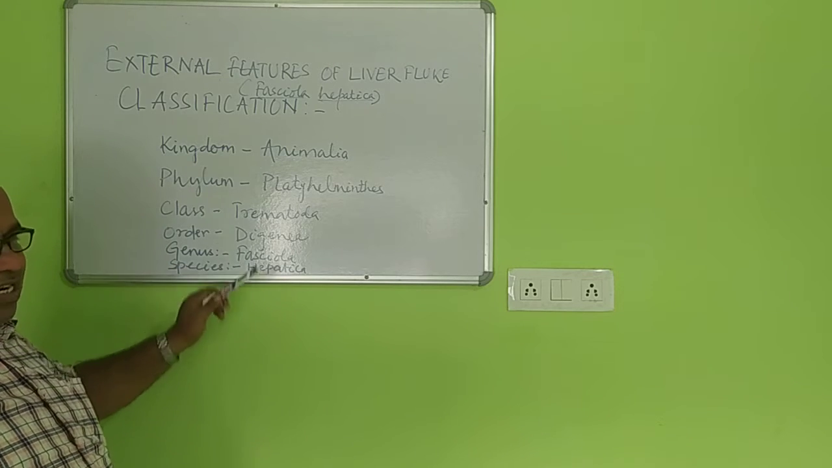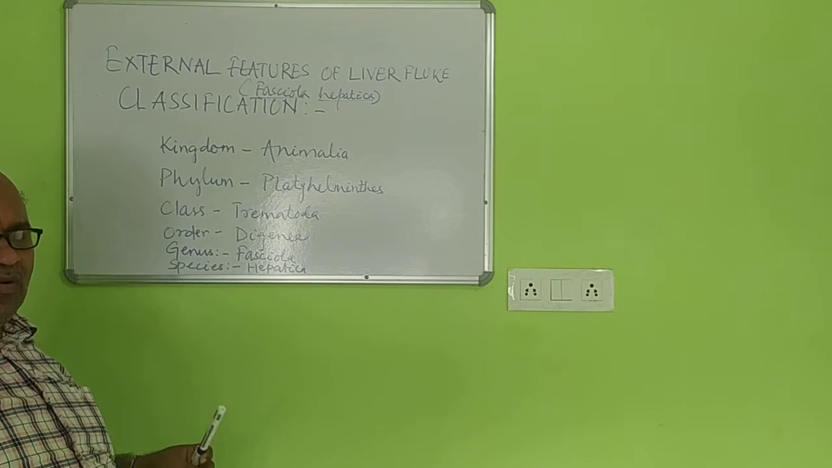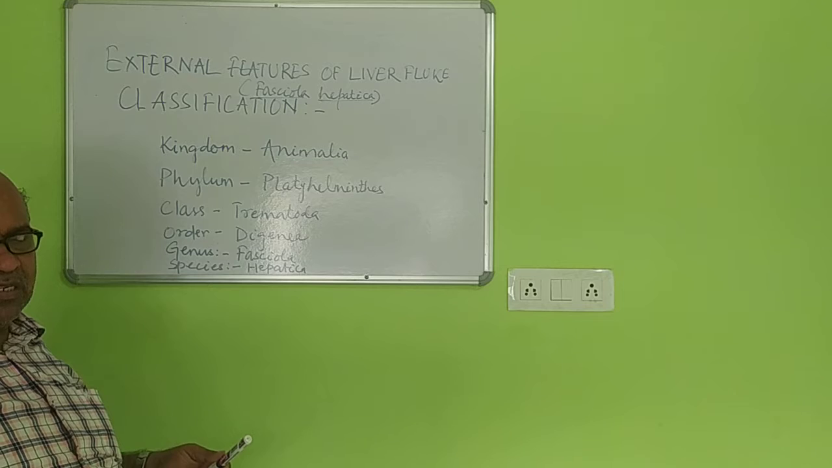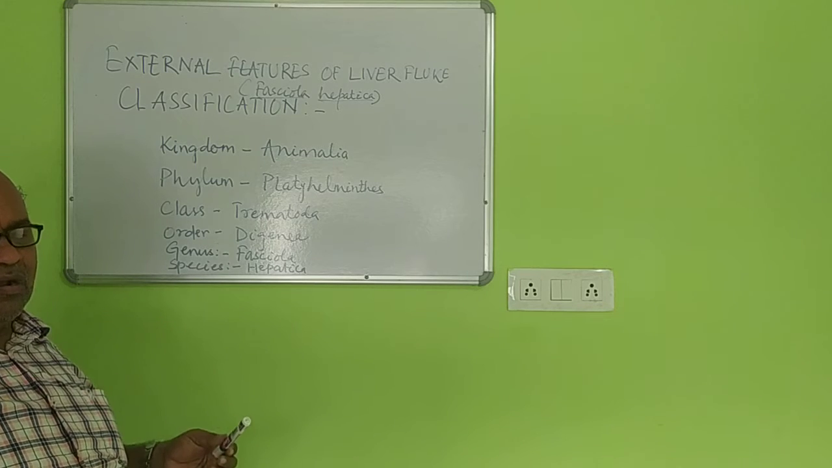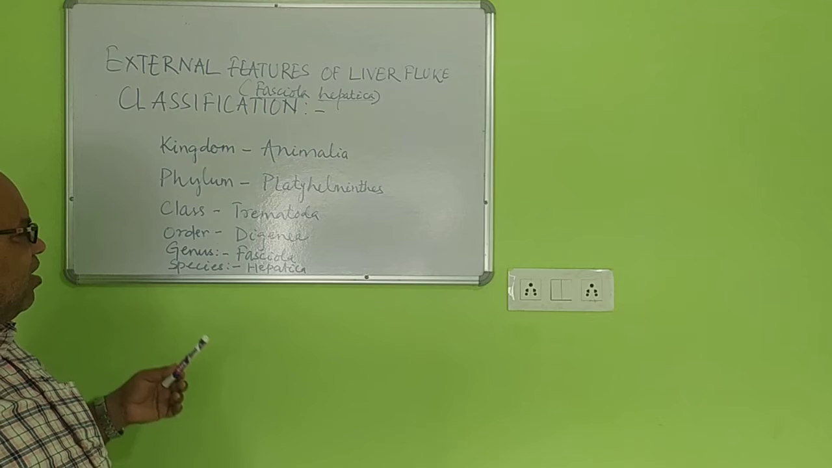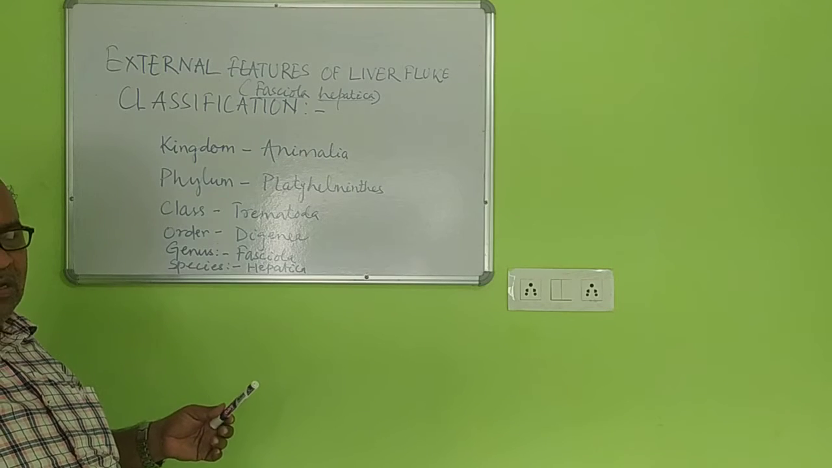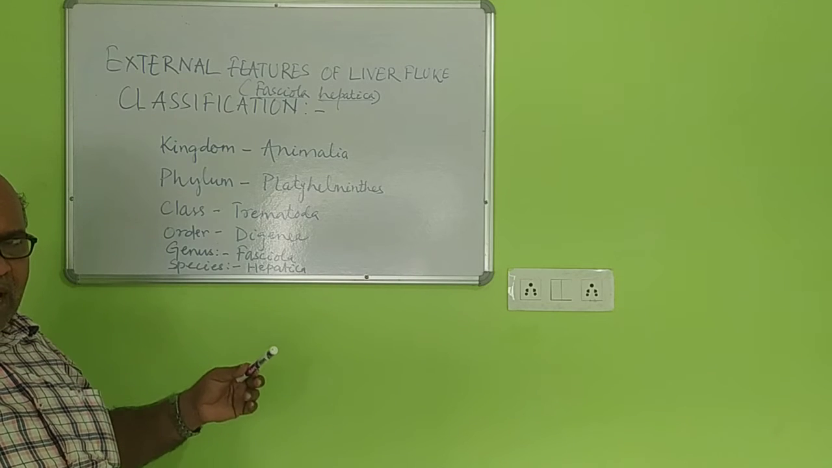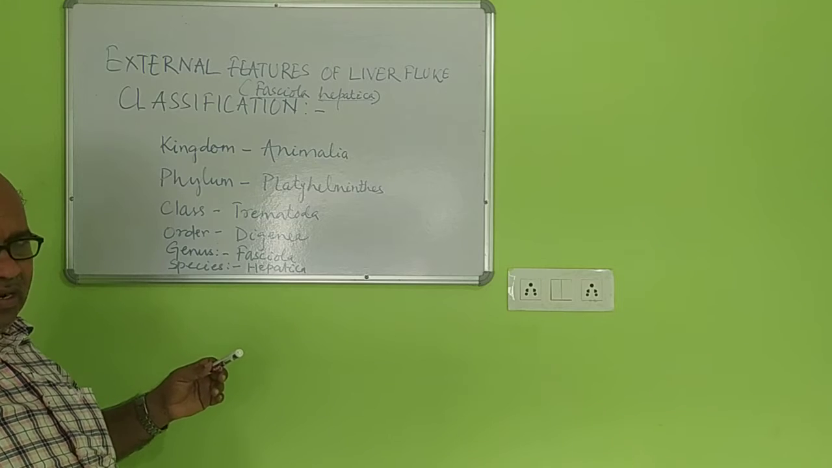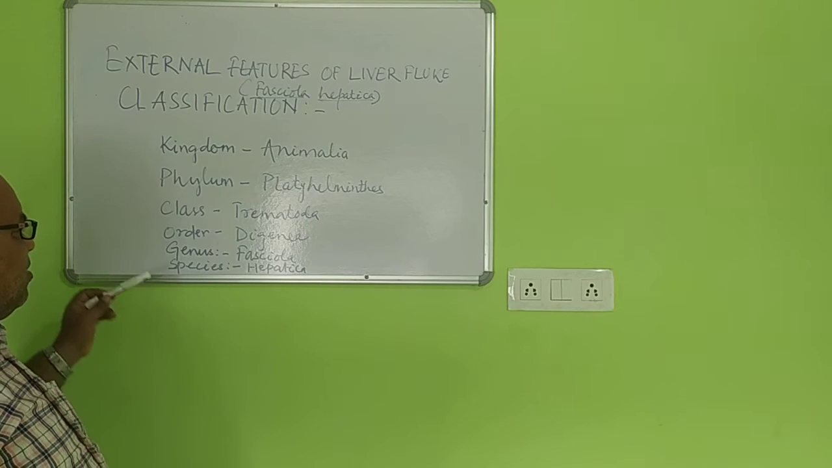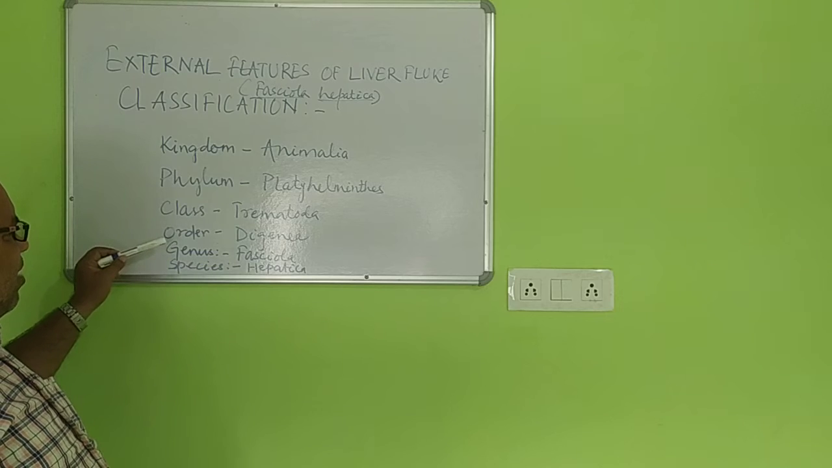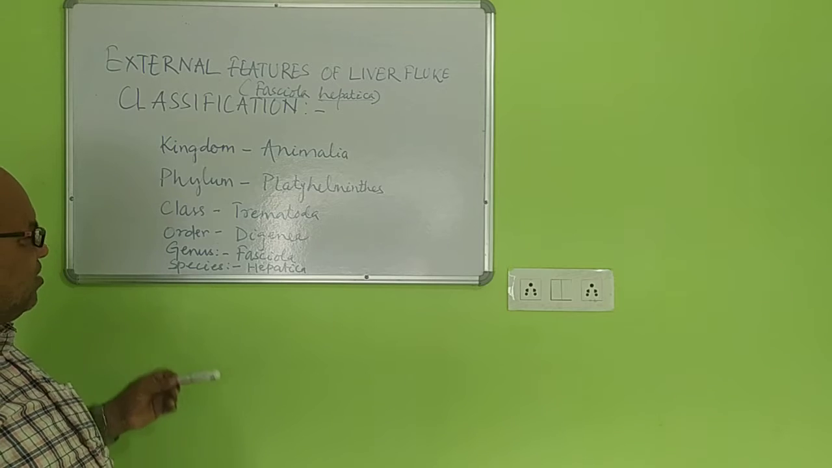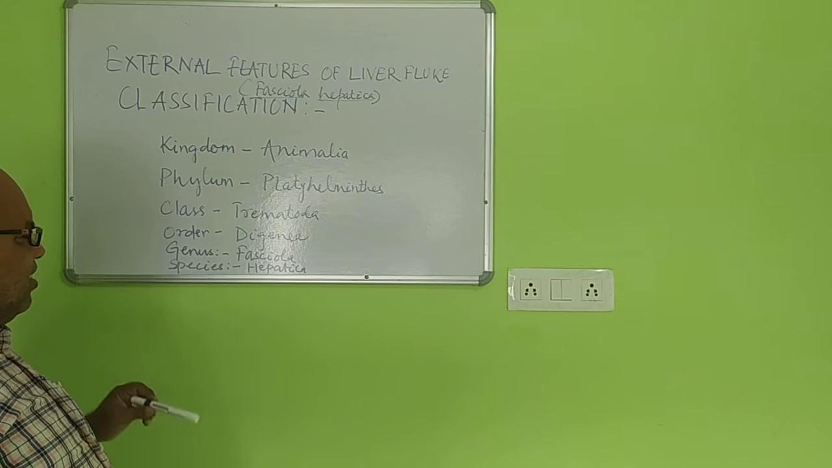Then the order is Digenia. These hosts are named: the invertebrate is Limnaea, which comes under the phylum Mollusca. The other is an animal of class Mammalia, generally the ruminant animals, and sheep is very common. Because the life cycle depends upon two hosts, this species is called Digenia, so its order is Digenia.